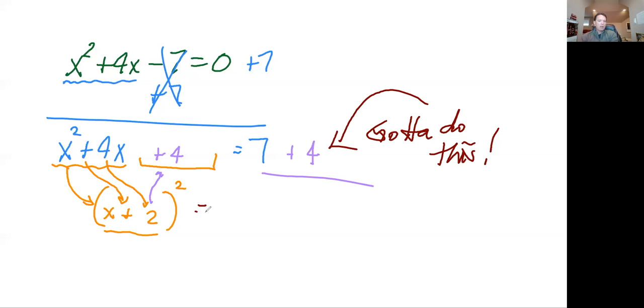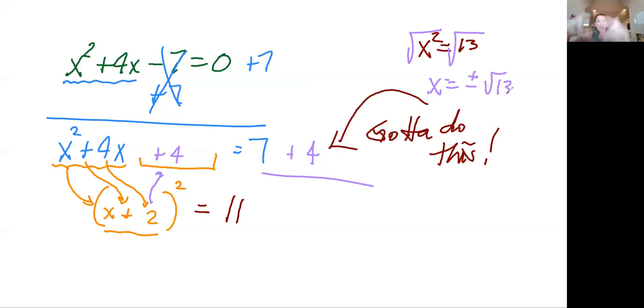Okay, so now look what we have. X plus 2 squared equals 11. Great, now what? Well, what did we do before when I had x squared equals, let's say, 13? Well, in the last section, we learned how to take the square root of both sides, and x equaled plus or minus that square root, right? That's how we undo squared terms, by taking square roots.